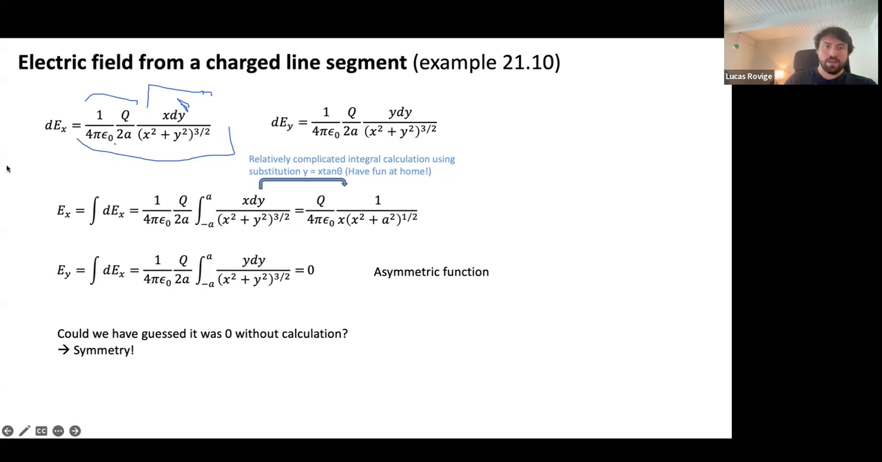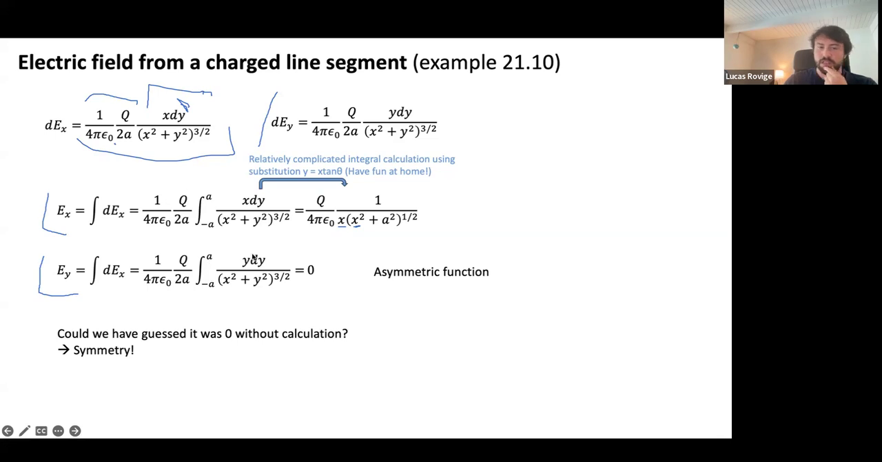So yeah, this is the contribution, the electric field along x for a point P along the axis. And then we see that we have a general expression along x. So this is valid for any x position along the x-axis. And now we can do the same thing for EY. So for EY, we just integrate over this small contribution of the electric field along y.